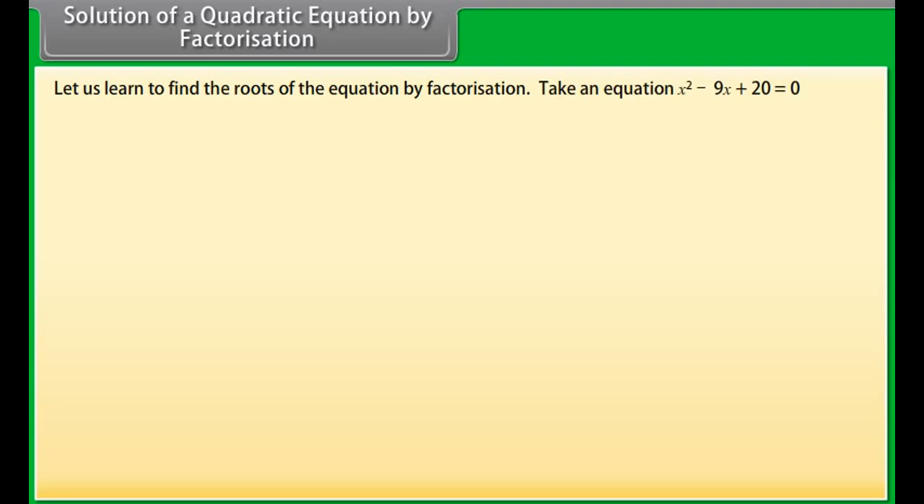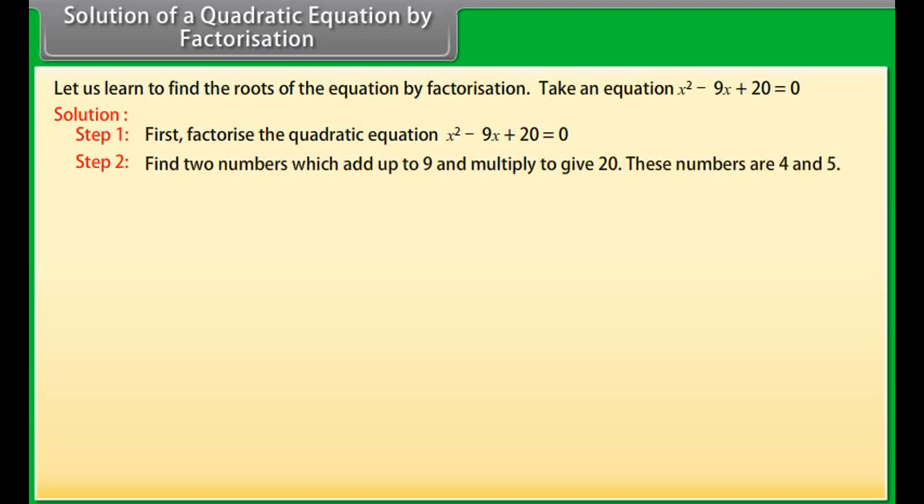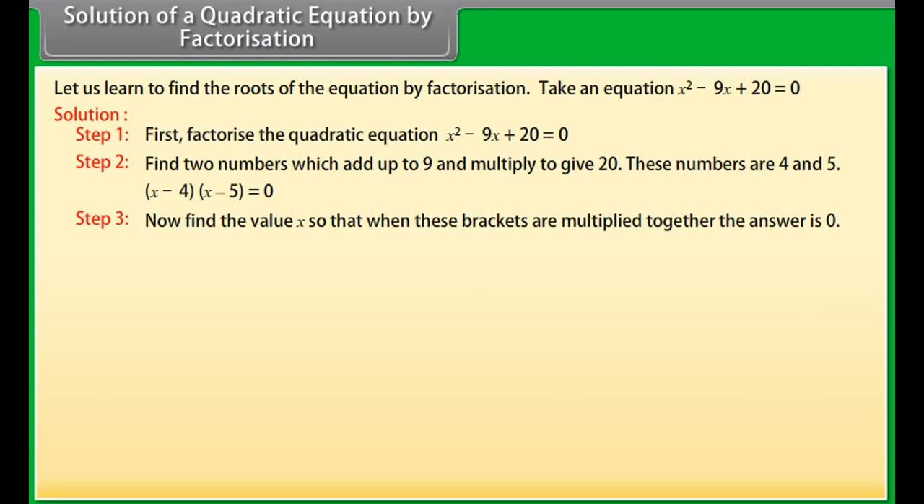Solution of a quadratic equation by factorization. Let us learn to find the roots of the equation by factorization. Take an equation x square minus 9x plus 20 is equal to 0. Solution. First, factorize the quadratic equation x square minus 9x plus 20 is equal to 0. Find two numbers which add up to 9 and multiply to give 20. These numbers are 4 and 5. x minus 4 into x minus 5 is equal to 0.